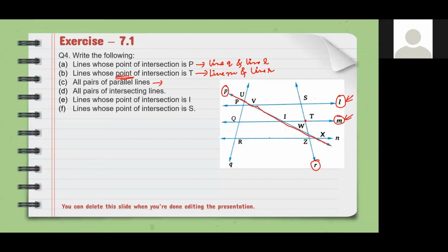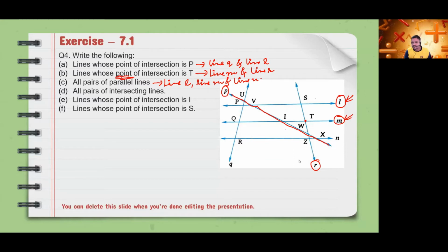Line M is parallel to line N. And line Q is parallel to R. No, it's not parallel. So only three lines are there which are parallel. Line L, line M, and line N. They are parallel to each other. Okay. 3 lines. Mute yourself. Next one.